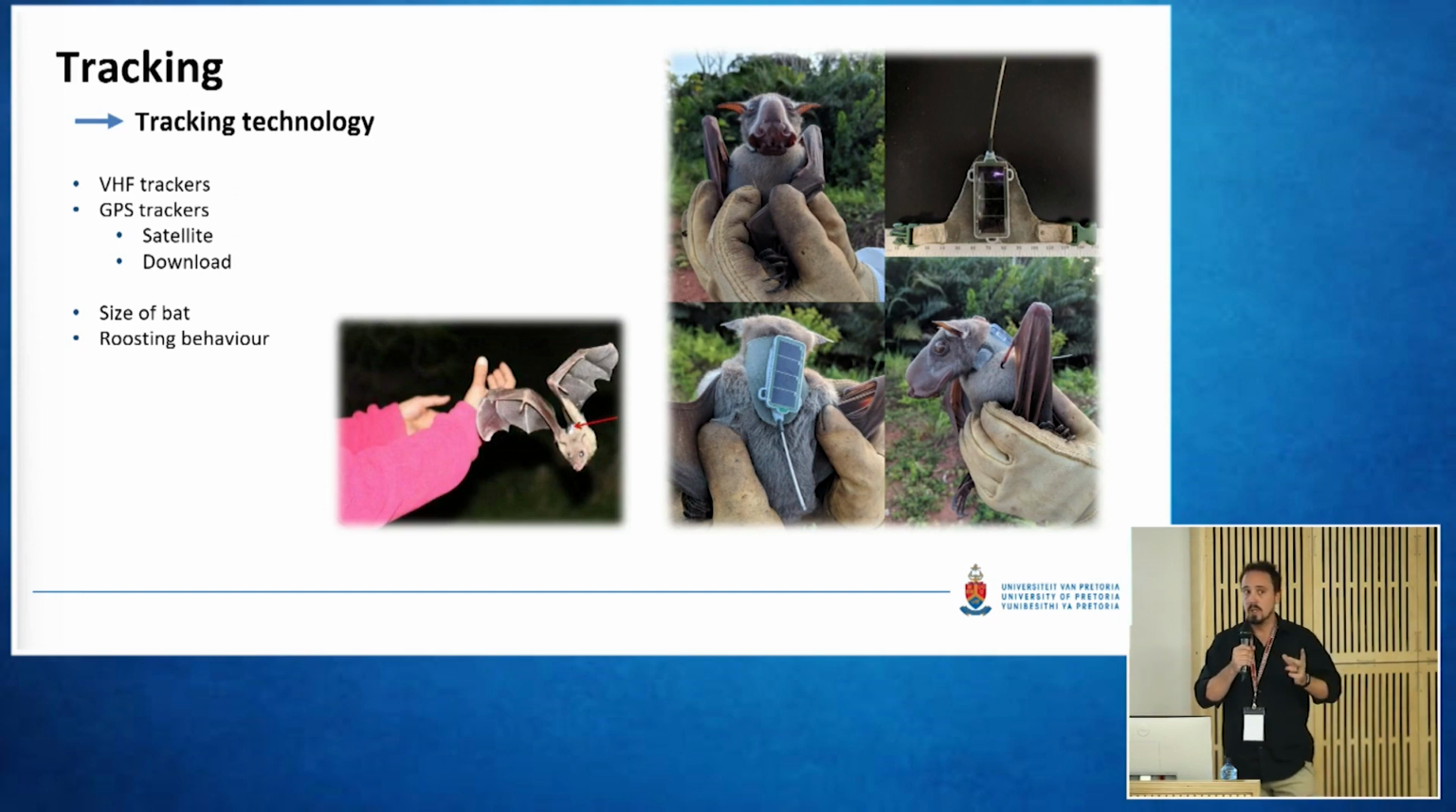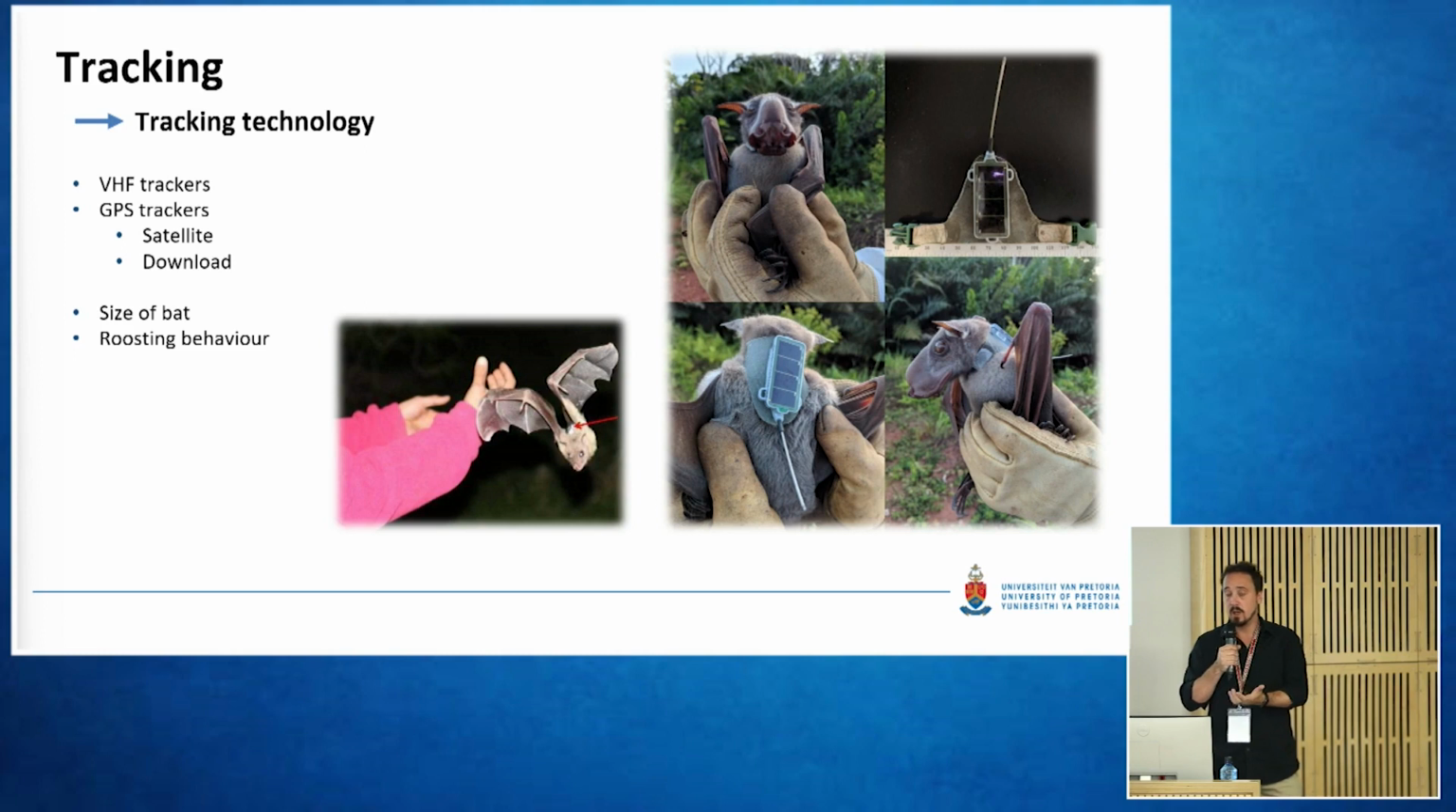Again, broadly, you get 2 types: satellite and download. Satellite tags basically transmit directly to a device, so it connects to a satellite and sends your data directly to you. Whereas with download tags, you have to either get the tag back and download the data from the tag, or you can download it via VHF. Now, with all tags, VHF and GPS, a consideration is the size of the bat you're working with. Ethically, we can't put a tag that weighs more than 5% of the animal's body weight onto an animal.